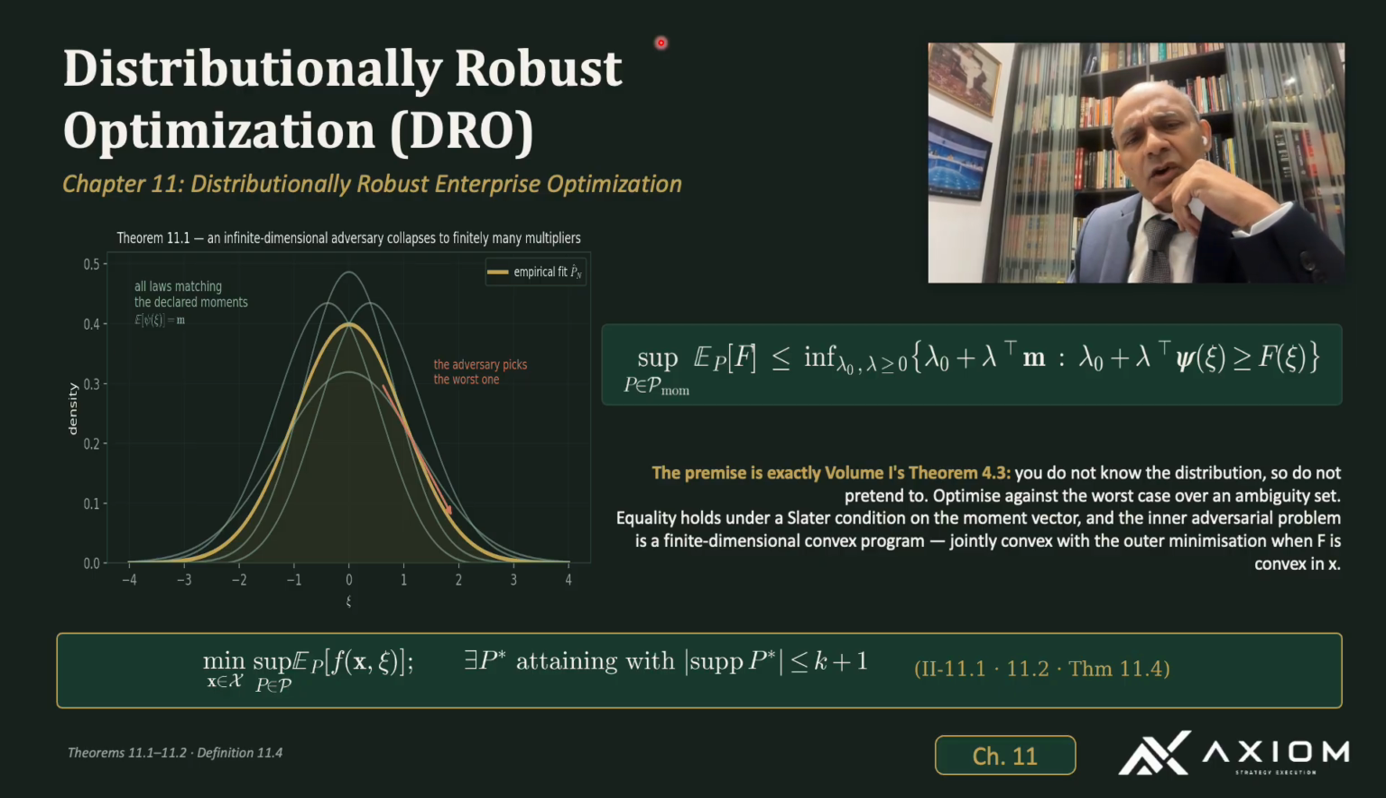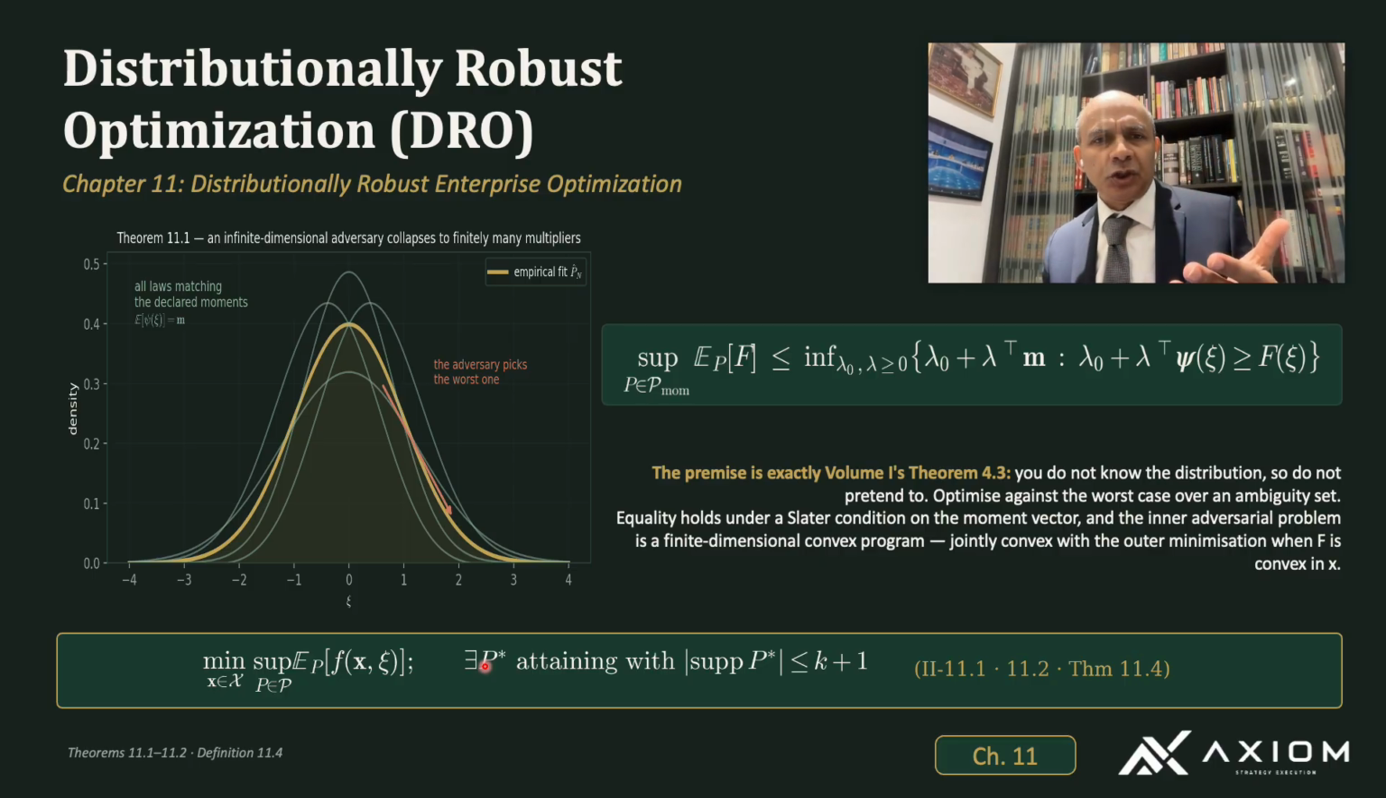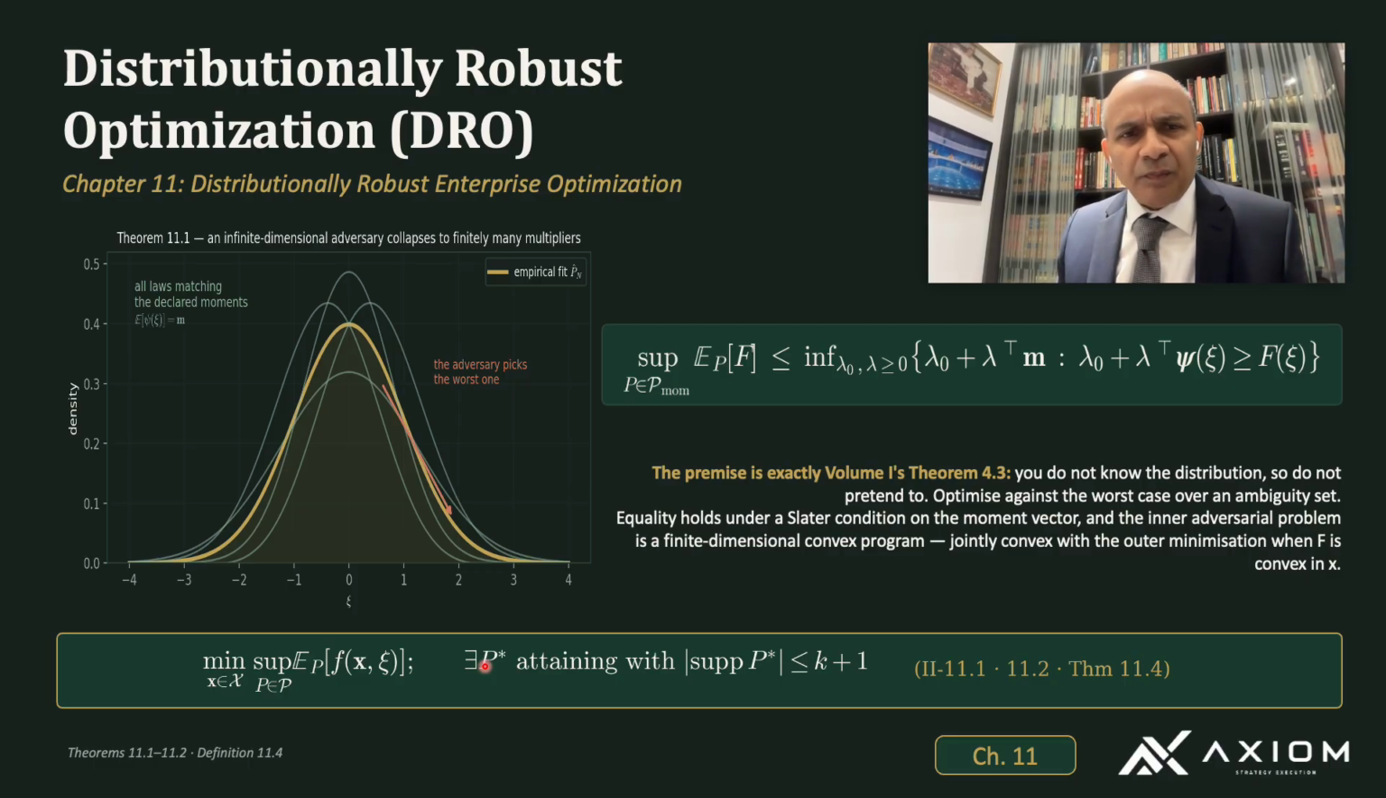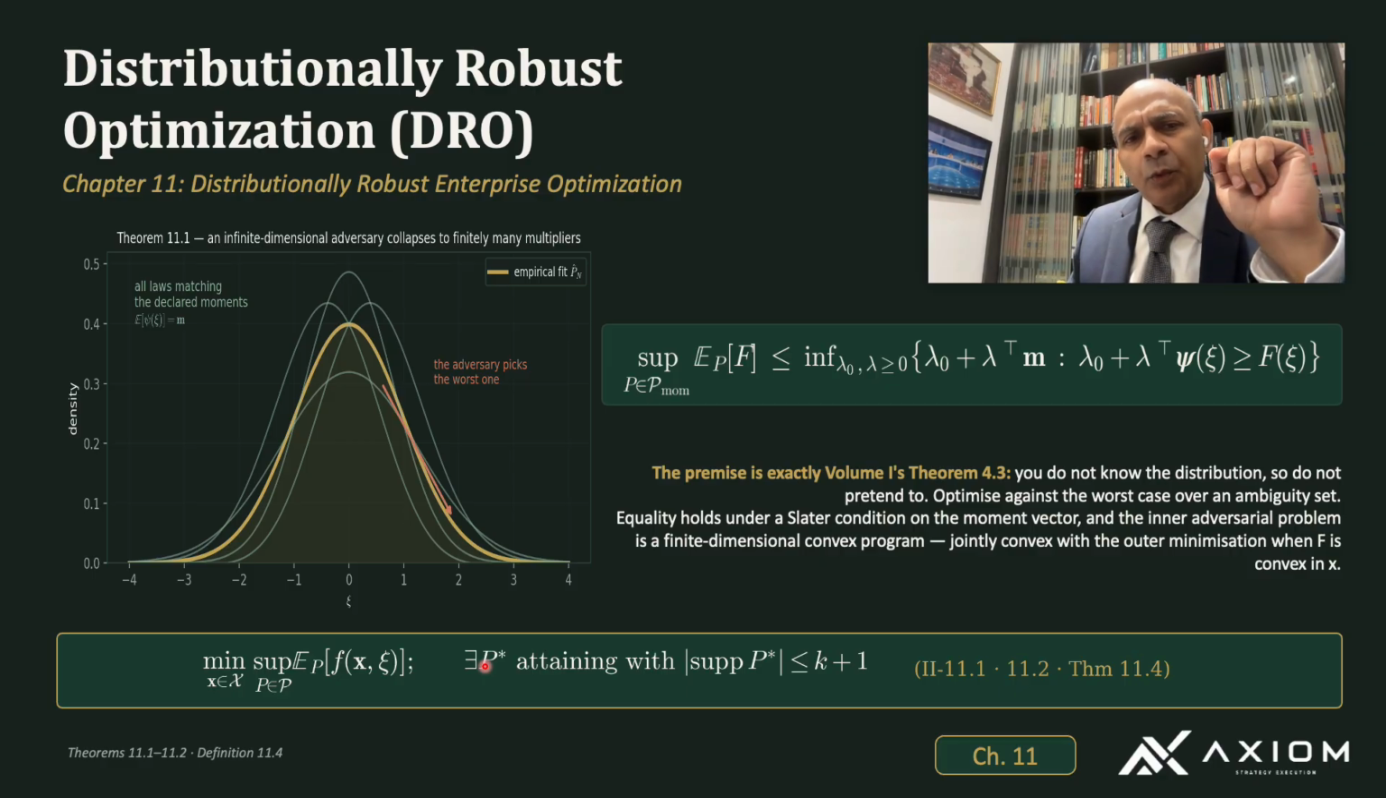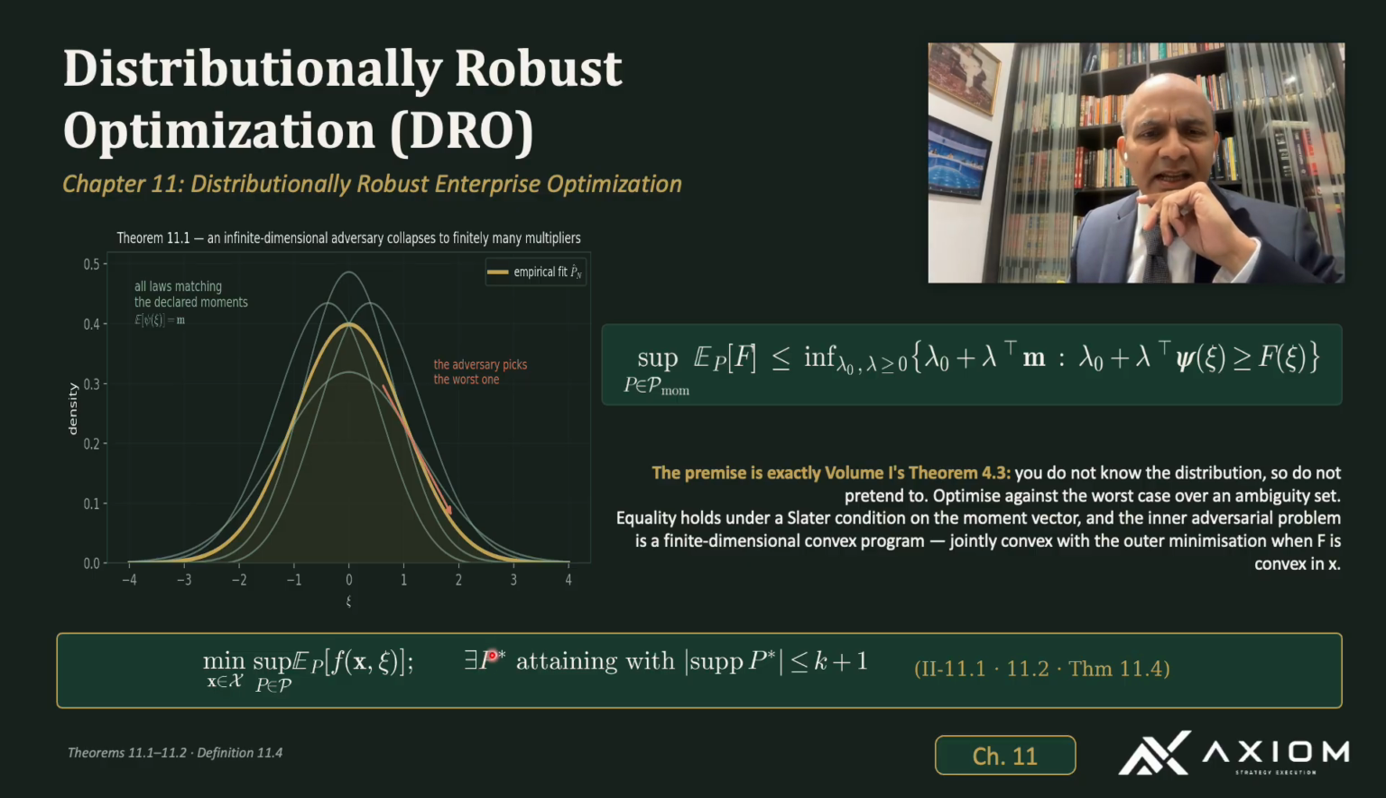So the existence of a worst case distribution over here attaining the supremum says that the worst case distribution is not merely approached under the theorem's conditions, it is actually attained by some P star. So if the ambiguity set is defined by k moment constraints, a worst case distribution can be chosen with support on at most k plus 1 points. So even though the ambiguity set may contain infinitely many probability laws, the worst case can be represented by a finite distribution with only a small number of scenarios.